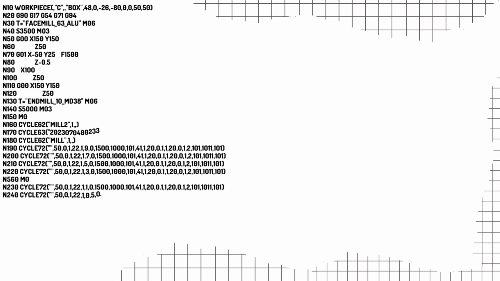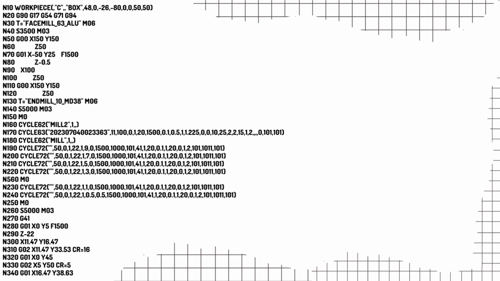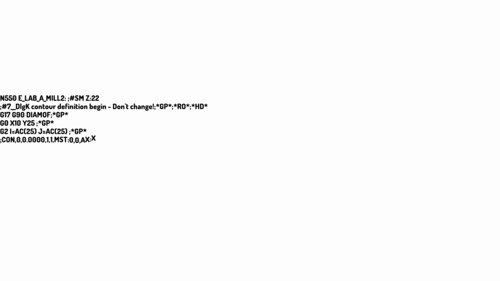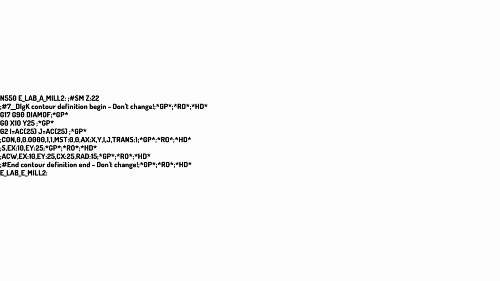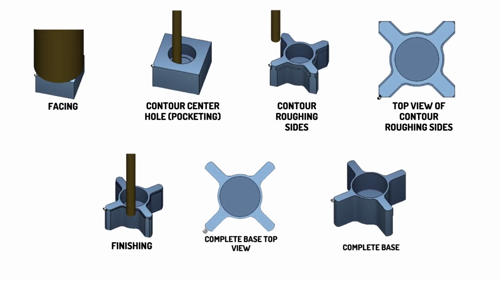Coding for the milling. This milling coding includes header, facing, and the roughing process. This is the contour milling for the roughing process. This is the contour for the pocketing. The processes we use are facing, contour pocketing, contour roughing, and the finishing process. This is our end product.